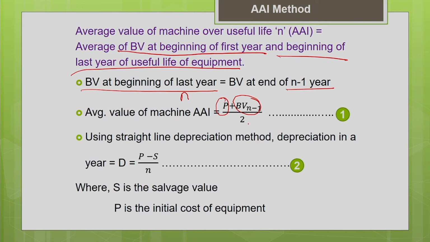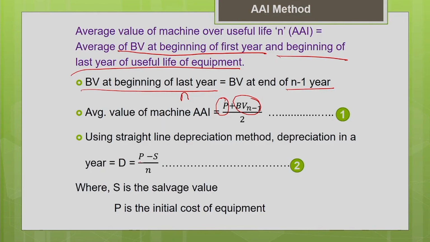Now I hope you remember what we discussed for the straight line depreciation method. How to calculate the annual depreciation using the straight line accounting method? It is nothing but the difference between your purchase price and the salvage value divided by the number of years in the useful life of the machine. That will give you the annual depreciation using the straight line method. So the initial cost of the machine minus the salvage value divided by n gives you the annual depreciation, which occurs every year and is going to be the same for every year in the straight line method of depreciation.